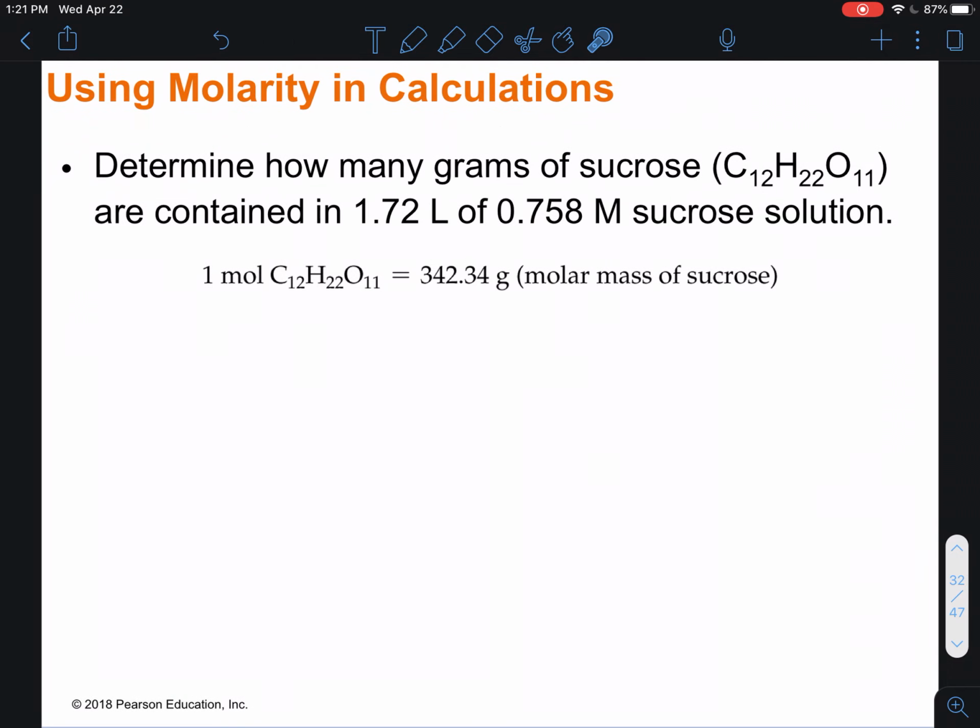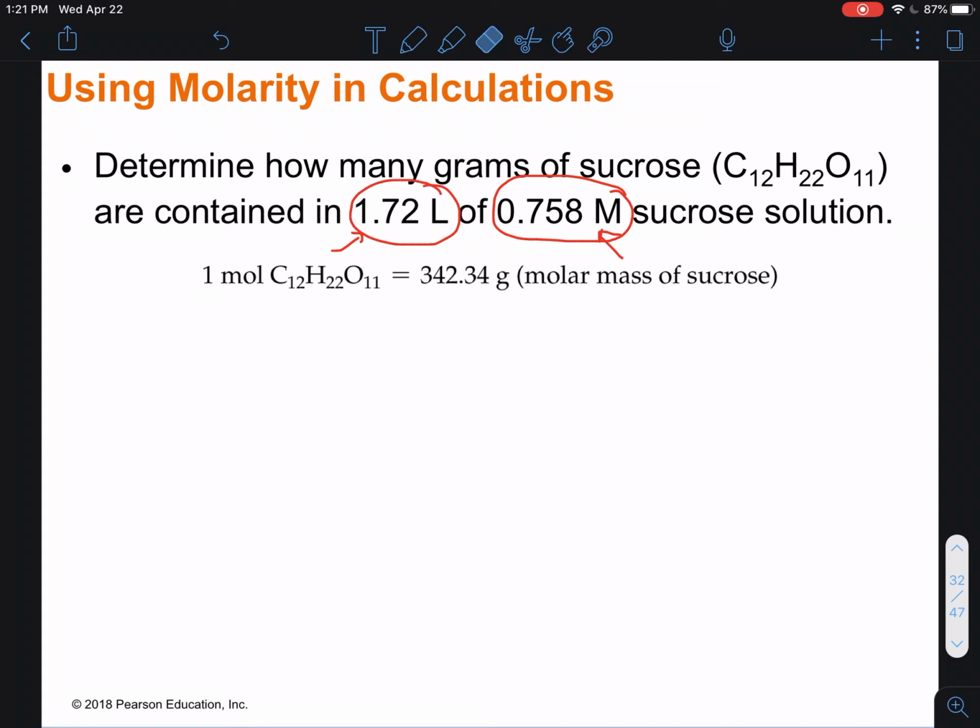Determine how many grams of sucrose are contained in 1.72 liters of a 1.75 molar sucrose solution. And I gave you the molar mass of sucrose. All right, so there are 2 take-home messages here. You were given liters, right? And you were given a conversion factor. Never start off with a conversion factor. Always start off with the one unit number. This is essentially a two unit number if you think about it. It's moles per liter, right?